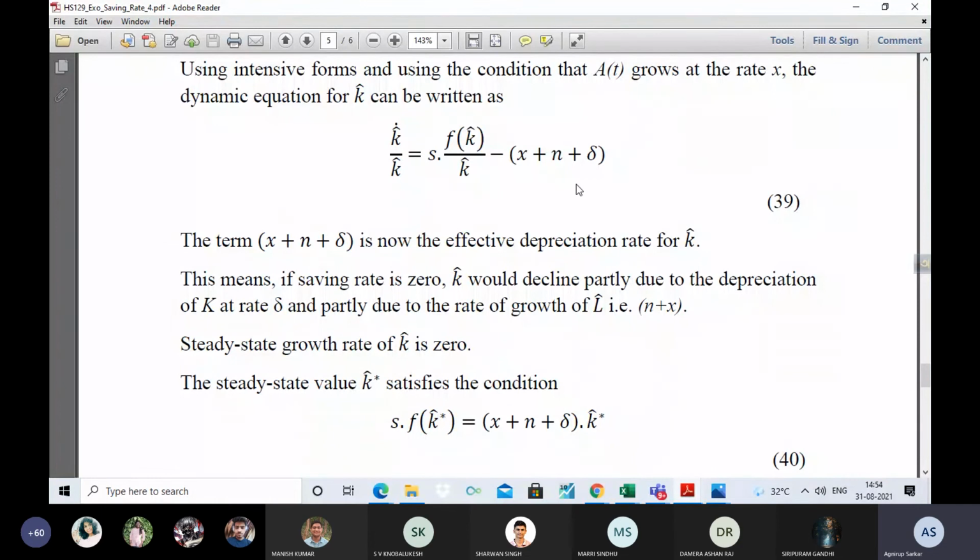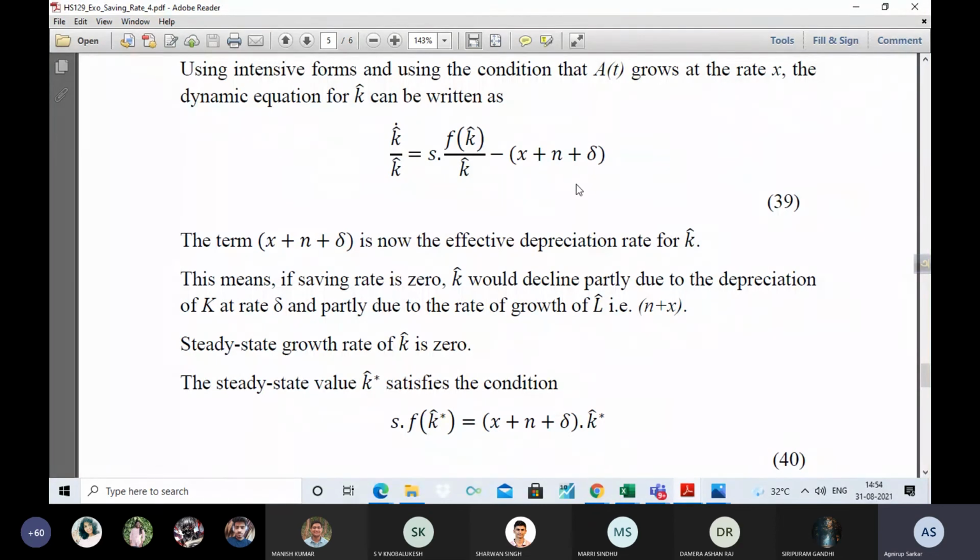So if the saving rate s were 0, then small k hat would decline partly due to depreciation of aggregate capital, that is capital K, at the rate delta, and partly due to growth of capital L hat, that is effective labor, at the rate x plus n, right?